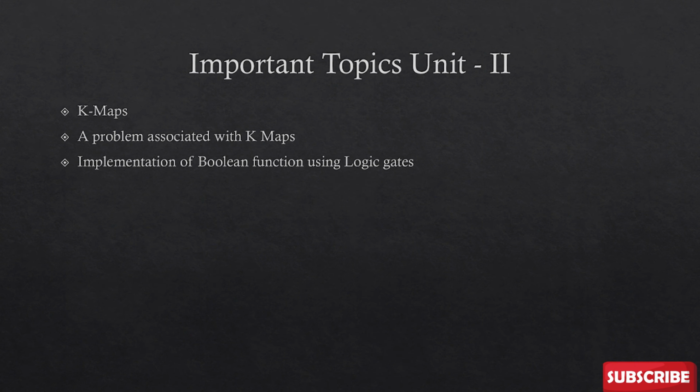And coming to unit 2, important topics here are K-map, a problem associated with K-map somewhere or other. A problem associated with K-map is definitely going to appear in this exam. And implementation of Boolean function using logic gates. What are the logic gates? Like we discussed NAND, NOR in the previous unit. These Boolean functions and logic gates are again associated with the second unit. Here, implementation of Boolean function and logic gates, one question is mandatory.